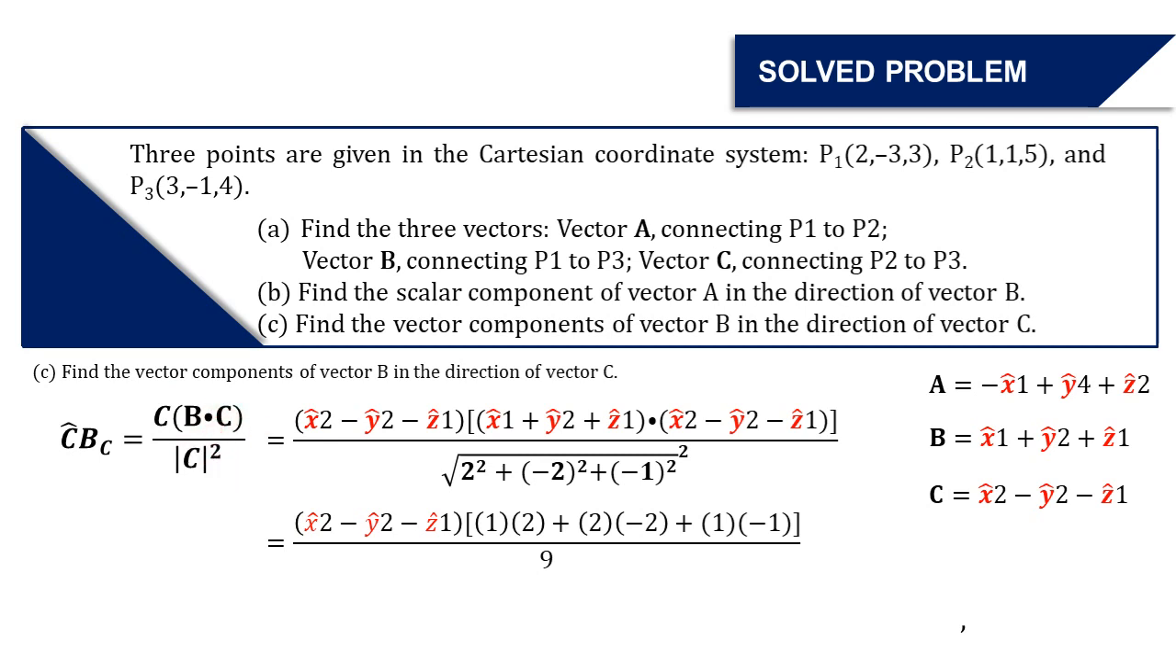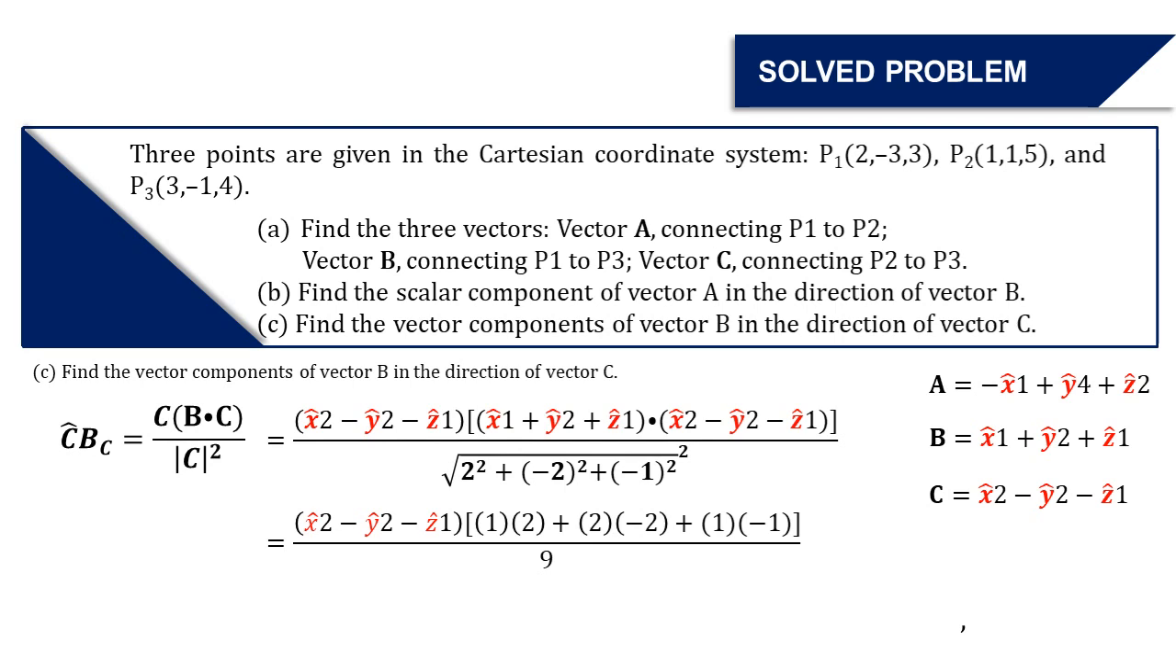Substitute natin yung mga values. So sa C, we have x hat 2 minus y hat 2 minus z hat 1. Times natin yan sa magiging resulta ng dot product ng x hat 1 plus y hat 2 plus z hat 1 dot x hat 2 minus y hat 2 minus z hat 1. It is divided all over to the square root of 2 squared plus negative 2 squared plus negative 1 squared. Then, yung square root na yun, i-squared pa natin ulit.